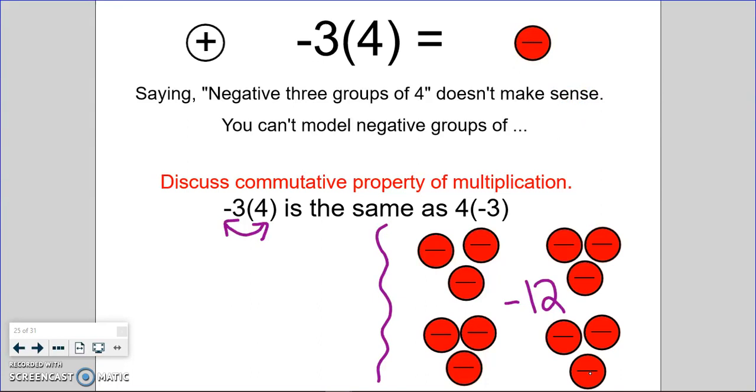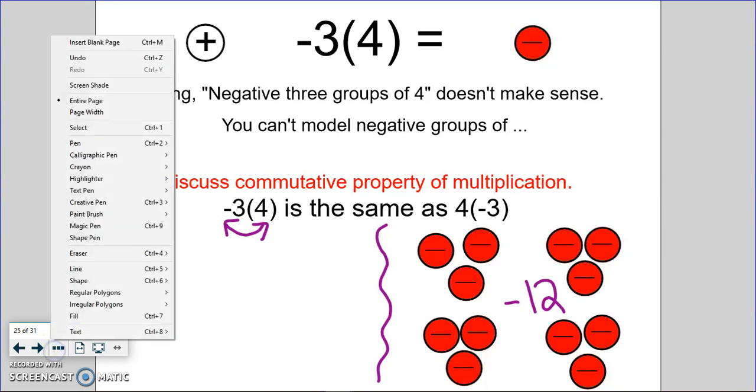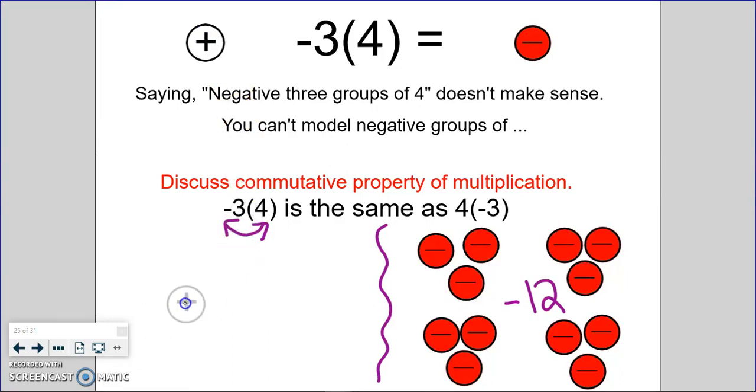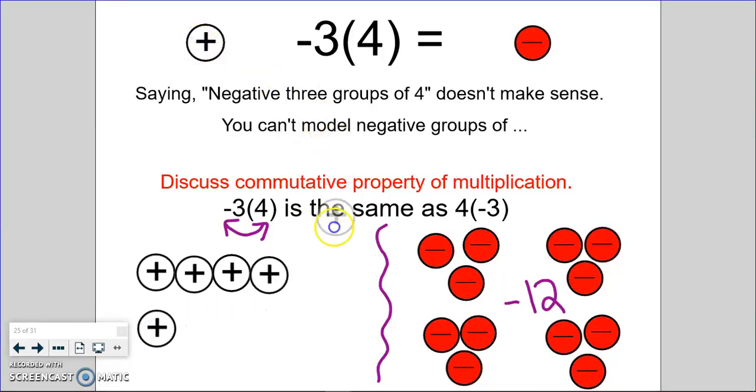Now, if I were to do the other method where I said that the negative sign in front of the 3 really means the opposite of 3 groups of 4, then I would start by dragging 3 groups of 4. So 4 in a grouping this time, and I'm going to go in rows so I have a little more space. I'll do 3 rows here, 3 groups of positive 4. That would end up giving me a positive 12.